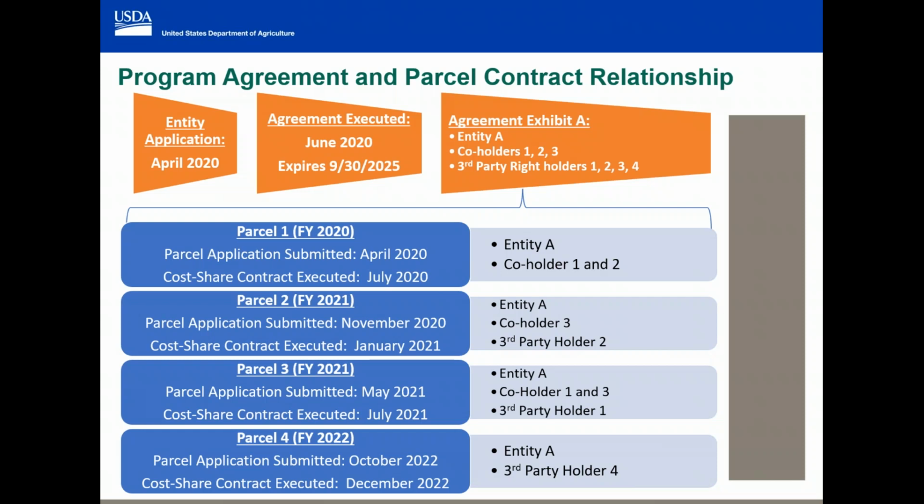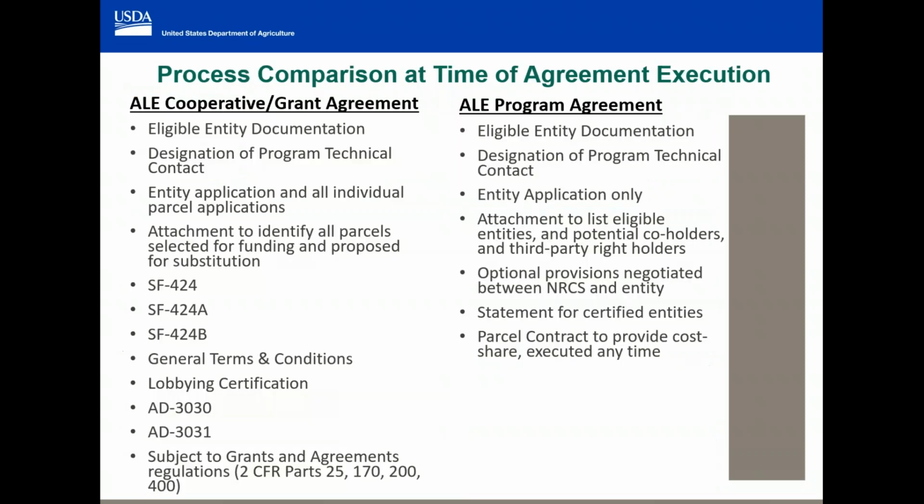For this next cost share contract, you're going to identify yourself as the entity. Co-holder number 3 in this particular instance will be listed for this particular transaction, and third-party holder number 2 from the program agreement will be identified on this transaction, and so on and so forth. So what it does is it sort of severs the concept of having to have all of your parcels and your applications and everything already at the same time, and it allows NRCS, I think, to be far more responsive to the applications as they're submitted, and then go through and select, fund, manage those contracts through time.